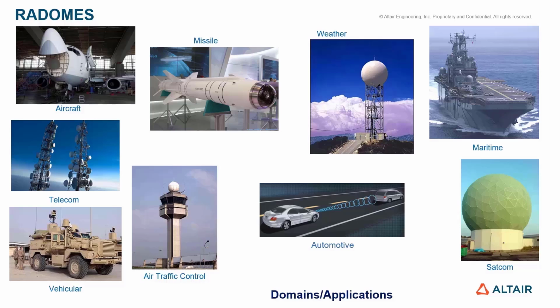The main applications of these radomes are in aviation, telecom applications, and also military and civil radar applications, maritime communications, weather radar, satellite communications, coastal surveillance, SATCOM applications, automotive, air traffic control, vehicular, missile. You can think of any application over here. Wherever you have antennas, we can think of some kind of radome structure to protect them.